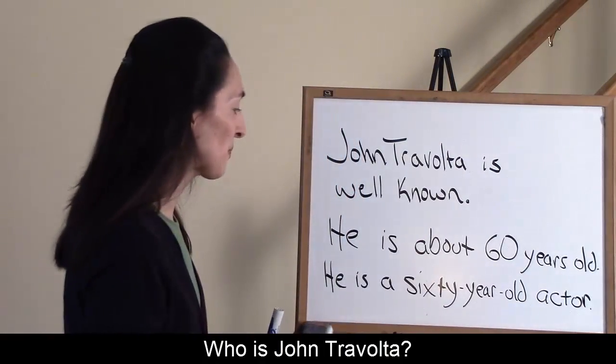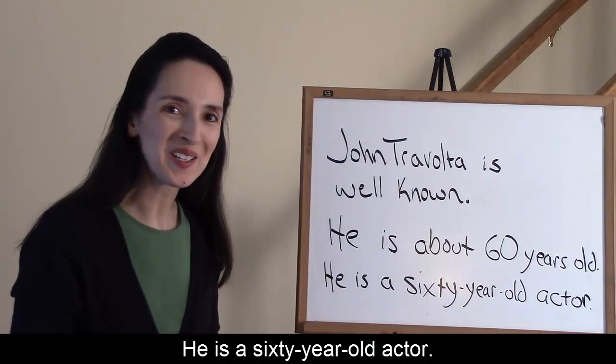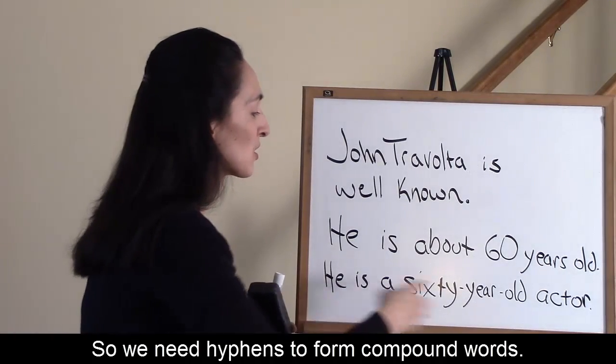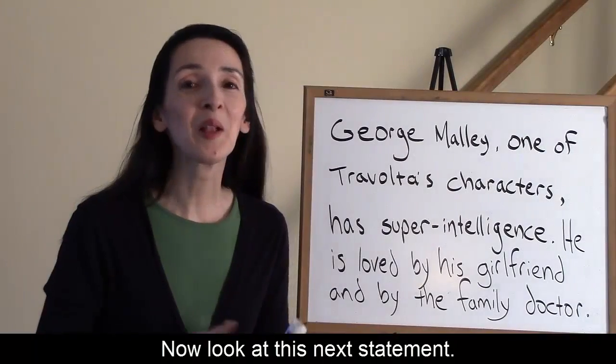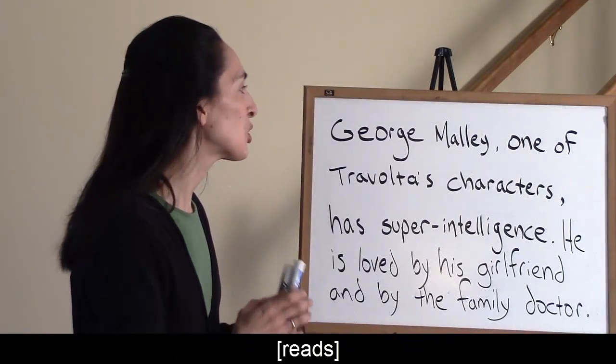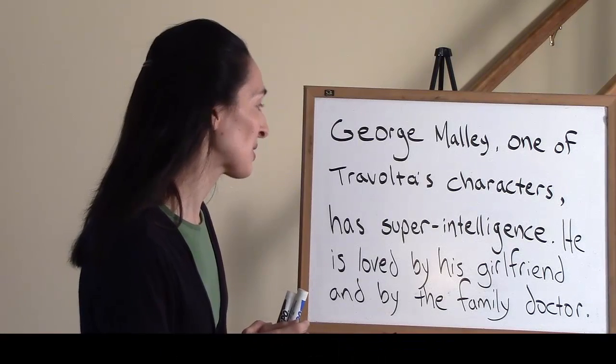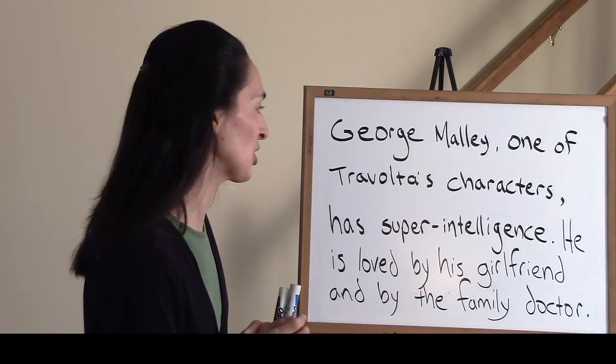Who is John Travolta? He is a 60-year-old actor. So we need hyphens to form compound words. Now look at this next statement. George Malley, one of Travolta's characters, has super intelligence.